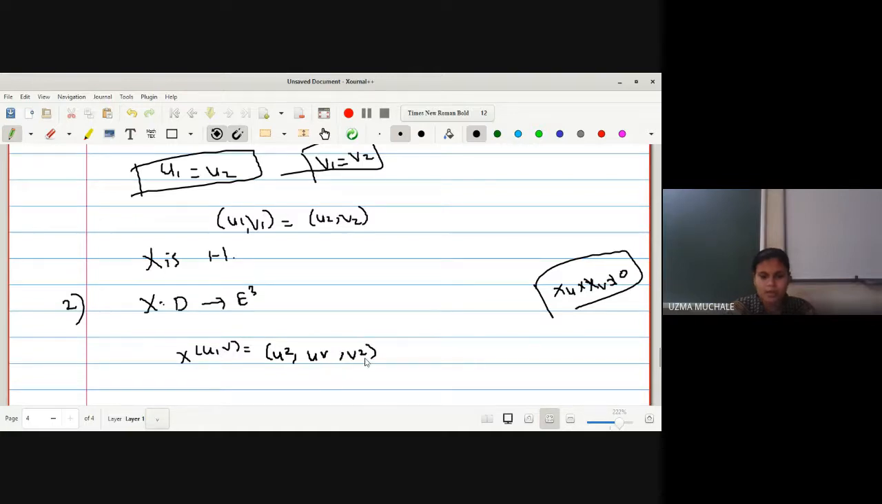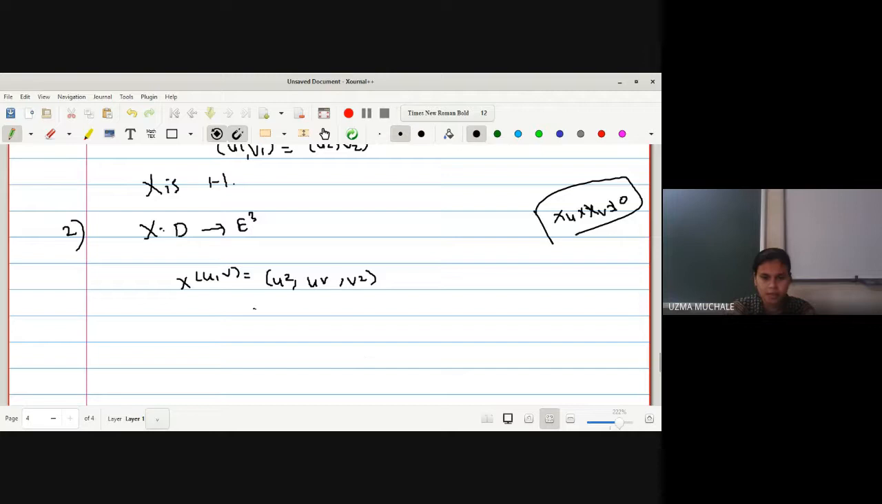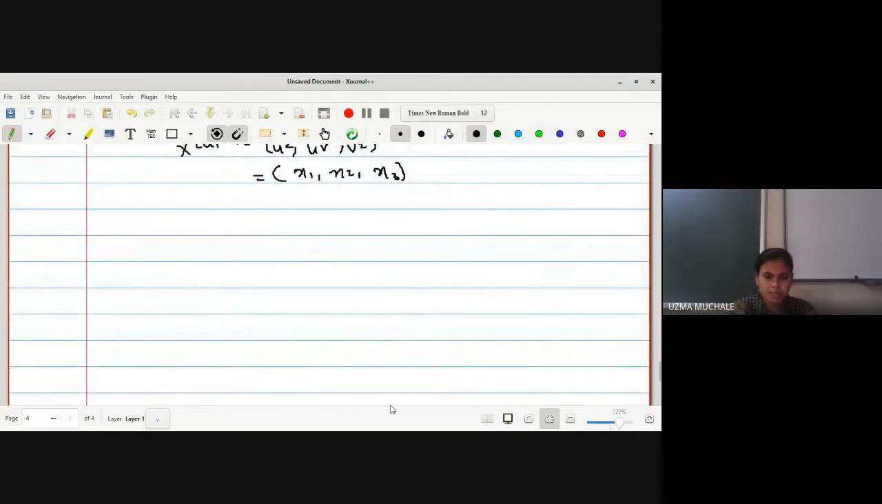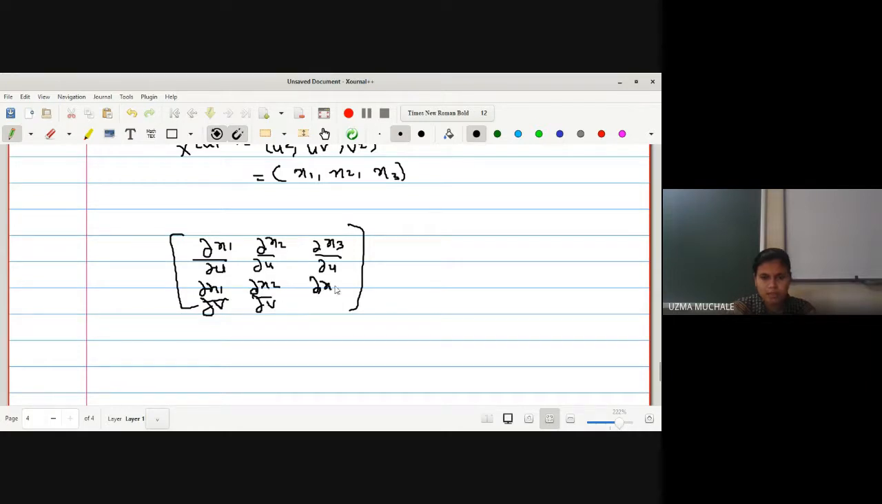Let me give them some names so that we can find the derivatives easily. Let us call these x1, x2, x3. Now let us find the derivative. We want to find the Jacobian matrix. So x1, x2, x3: we will find the derivative of x1 with respect to u, x2 with respect to u, and x3 with respect to u. Then x1 with respect to v, x2 with respect to v, and x3 with respect to v.